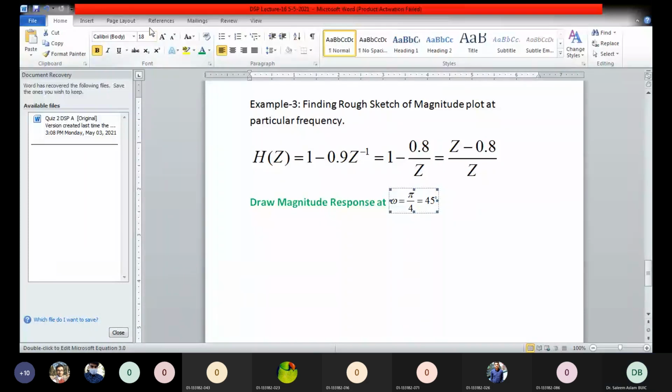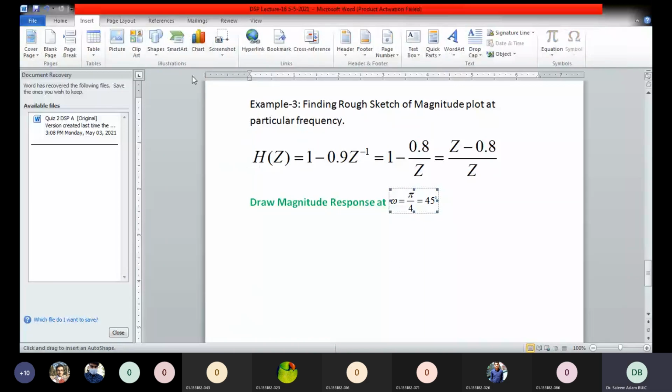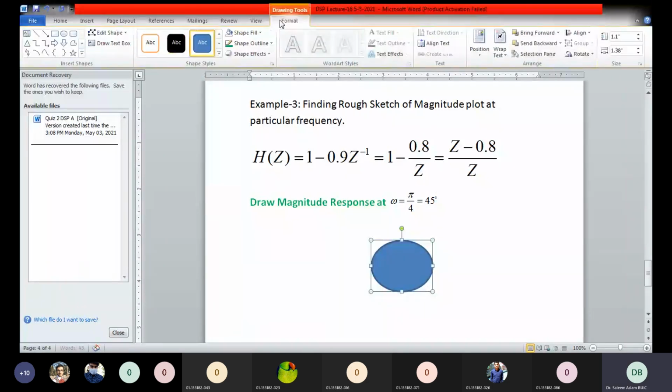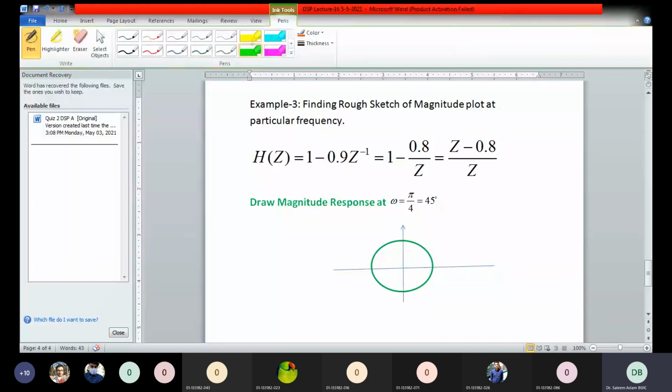So let's draw a circle. It's not a circle, it is exactly the unit circle. Let me take these arrows upward, and then draw the location of the zero. Keep in mind our system is really simple. It has only one zero at 0.8.